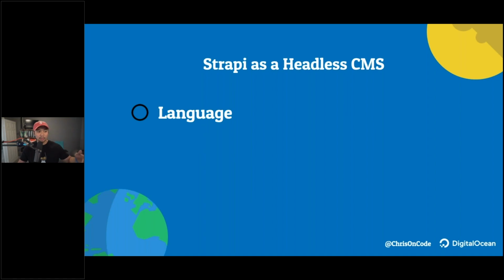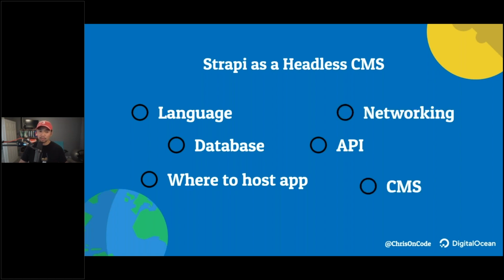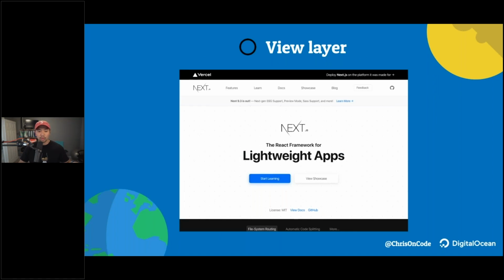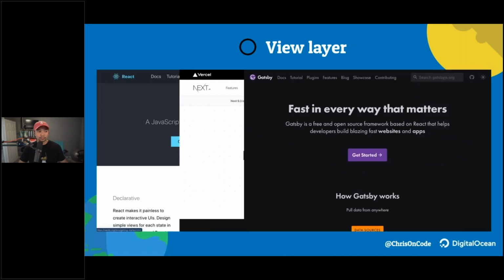Strapi is the headless CMS, and takes care of our language and our database. We're hosting our app on DigitalOcean, which takes care of our API, a little bit of networking, and our CMS. All of that stuff is also checked off. So we're starting to check off all these boxes on building a SaaS application. Then we can focus on our view layer, like Next.js. I'm just doing React ones because I know React. Next.js is built on React, and so is Gatsby.